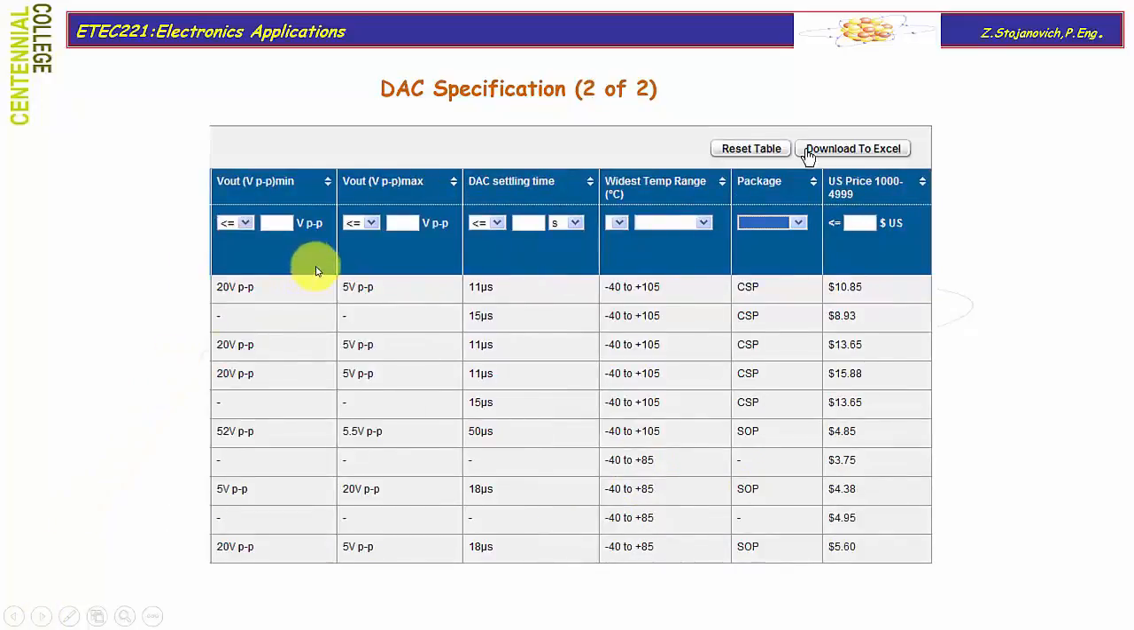You can also get a specification of the maximum output voltage that the given chip can provide. And of course, here is maybe one of the most important parameters, which is DAC settling time. We said that's the total time it takes to provide a stable output voltage after conversion. And you see that the range is around microseconds: 11, 15, 11, 50 microseconds is this one. And of course you can see right away that the cost is fairly low, because this could be considered a fairly slow digital to analog converter.